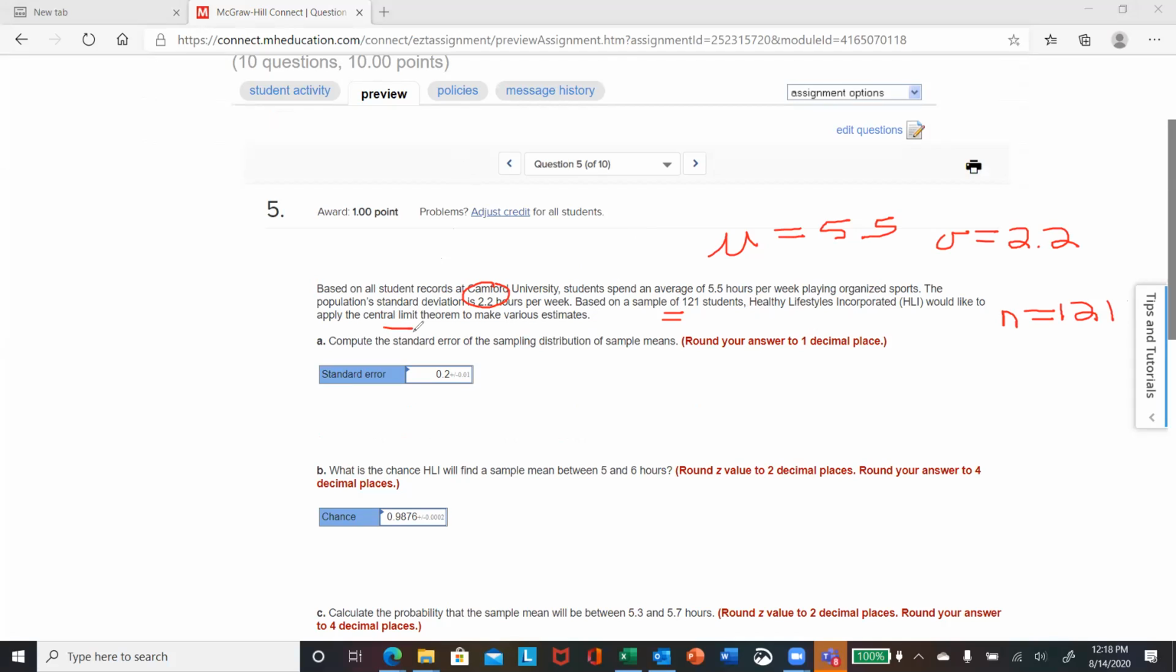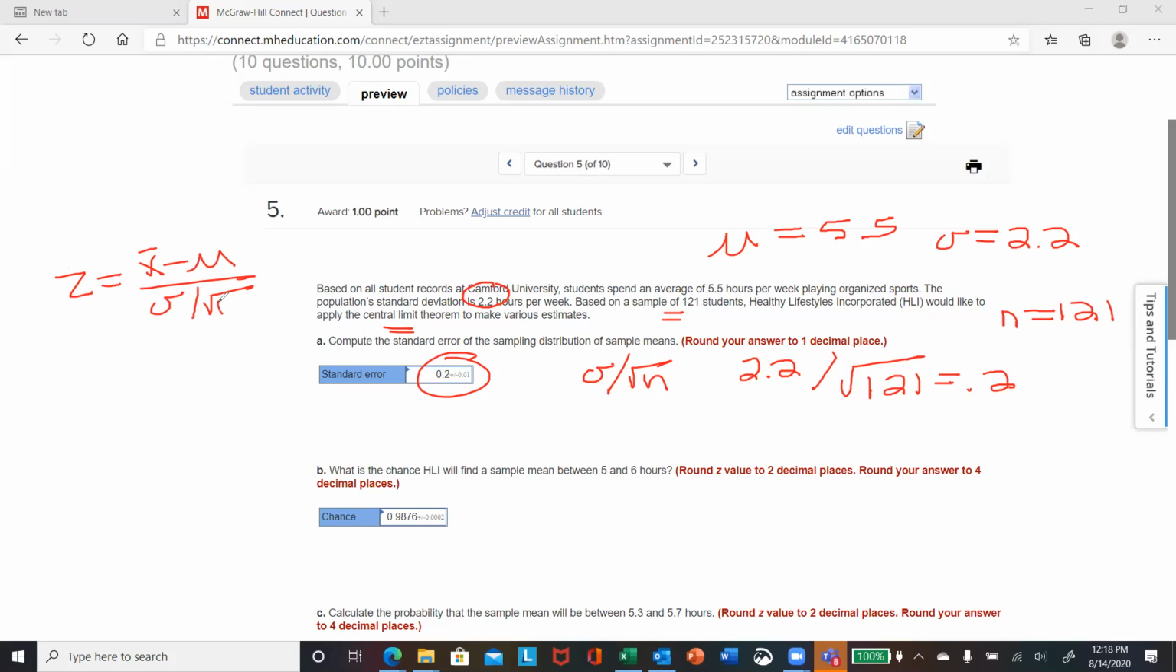And so we're applying central limit theorem. Standard error is simply sigma over the square root of n. So you'd have 2.2 divided by the square root of 121. And that'll give you about 0.2. It looks like that's what they're looking for. And then the rest of these, you just got to, again, find z values. Remember the z formula you're going to be using is x bar minus mu over sigma over the square root of n.